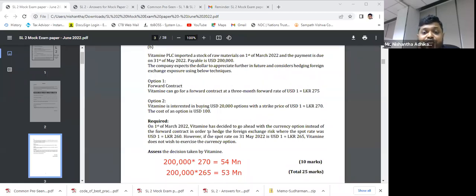53 million. Now 54 million minus 53 million, that is 1 million gain. Is it exactly 1 million? The difference is exactly 1 million. Can you say like that? No. Why? Then what is the gain? What is the gain?